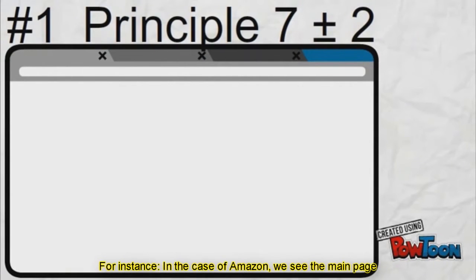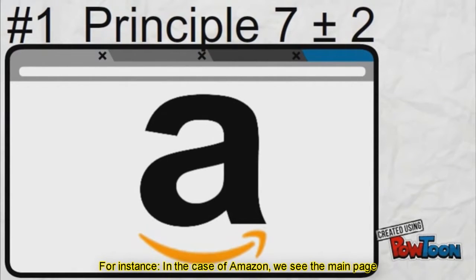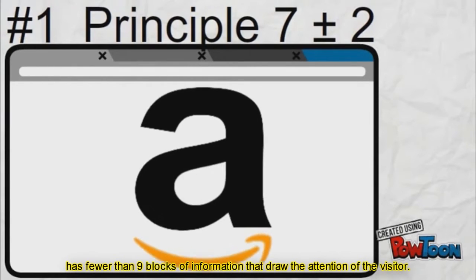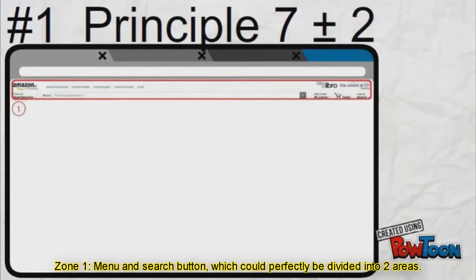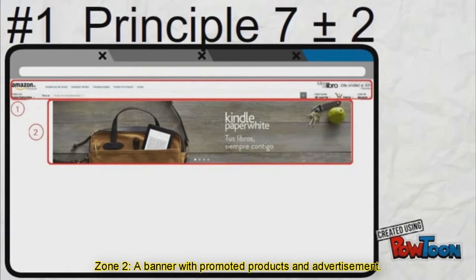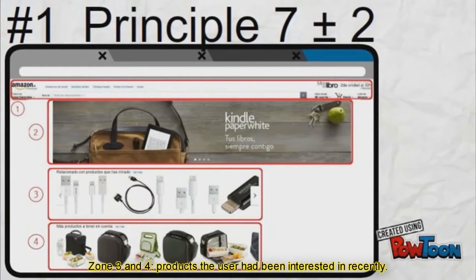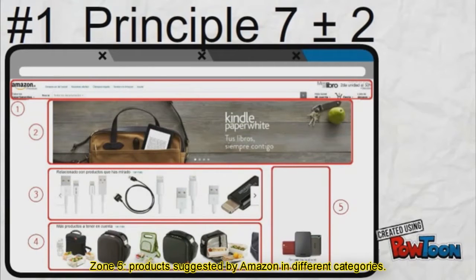For instance, in the case of Amazon, we see the main page has fewer than 9 blocks of information that draw the attention of the visitor. Zone number 1. Menu and search button, which could perfectly be divided into 2 areas. Zone number 2. A banner with promoted products and advertisements. Zone number 3 and 4. Products the user had been interested in recently. Zone number 5. Products suggested by Amazon in different categories.